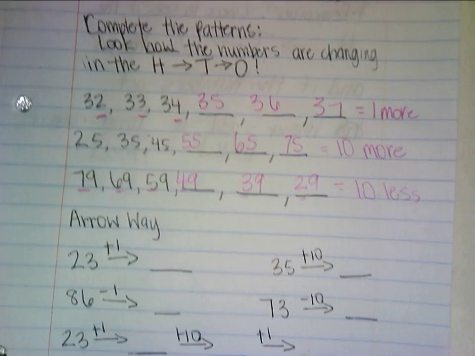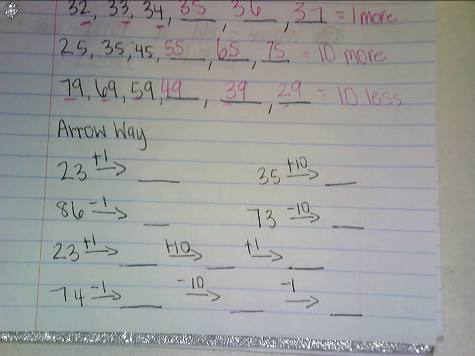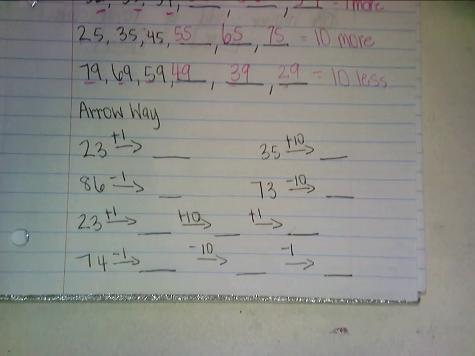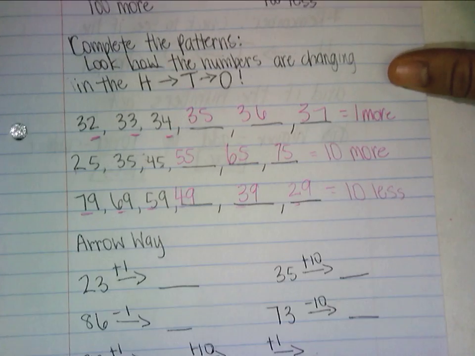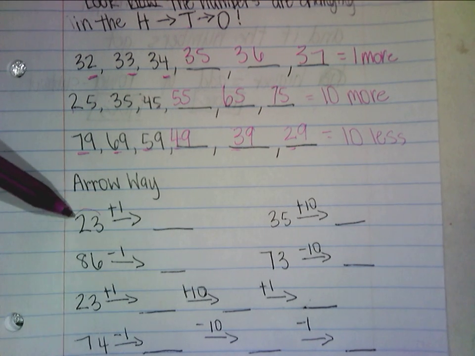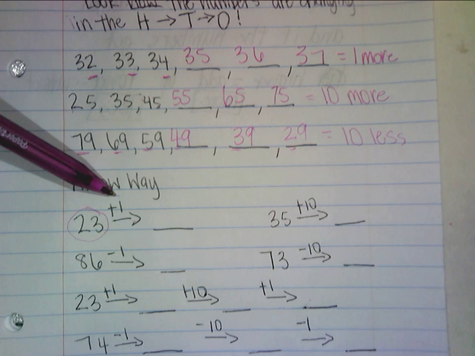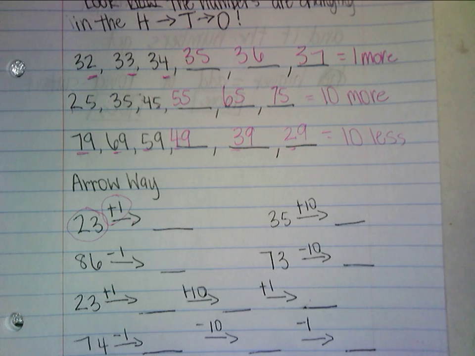Okay, so now here's the important part. This is a strategy that you're going to use to help you add and subtract. It is called the arrow way. When you're using the arrow way, you have a number that you're starting with, and then an arrow, and on top of the arrow, it tells you how many more you're either adding or taking away.